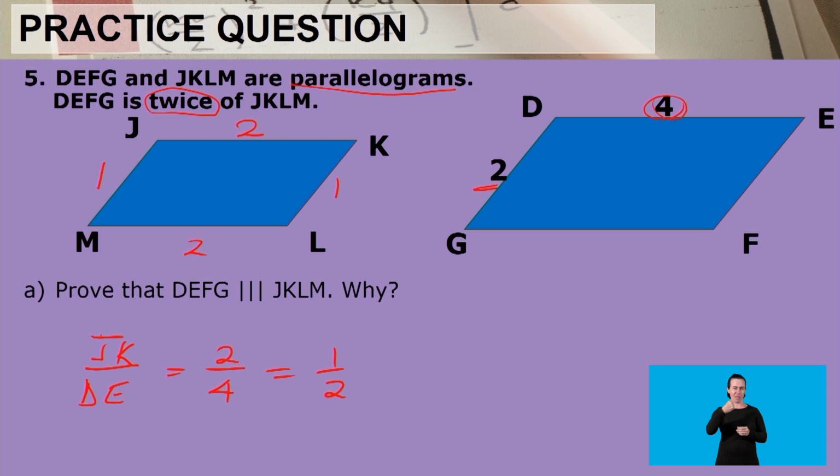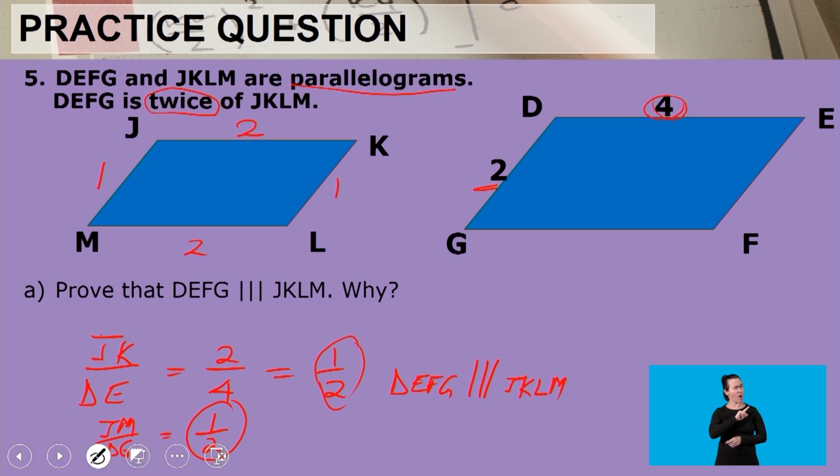And then let's look at the other pair, and that would be JM divided by DG. And that would be 1 divided by 2, which is already a half. So I've got a half and I've got a half, and that will happen to all the sides. And therefore we say, DEFG is similar to JKLM, because the corresponding sides are proportional.